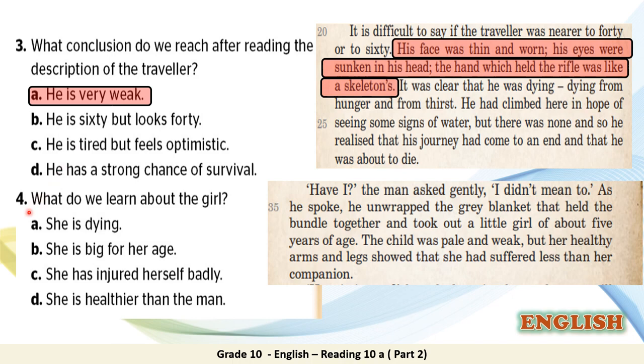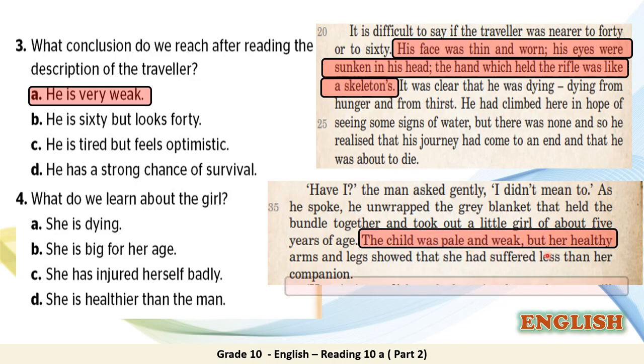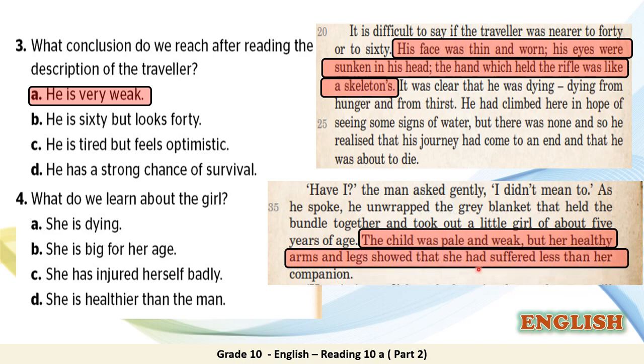Question 4. What do we learn about the girl? Let's find out here. Can you read it and point to the answer? Let's find. The child was pale and weak, but her healthy arms and legs showed that she had suffered less than her companion. So the correct answer is, she's healthier than the man. Let's go to another question.